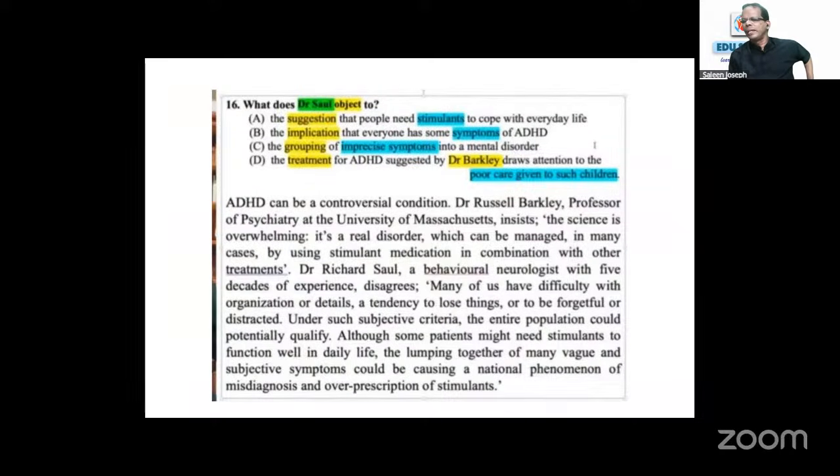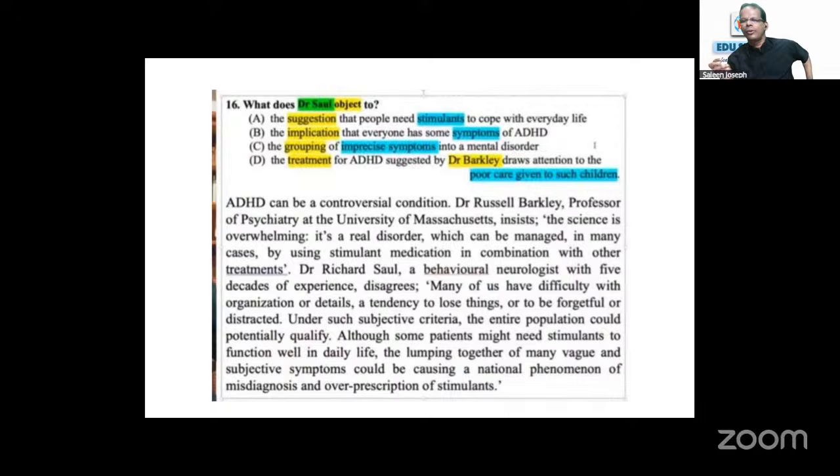The focus of the option is stimulants. Second one, the implication that everyone has some symptoms of ADHD. The concept is symptoms. A grouping of imprecise symptoms into a mental disorder. Again, the concept is symptoms, imprecise symptoms. Then the fourth one, the treatment for ADHD suggested by Dr. Barclay draws attention to the poor care given to such children. So the concept is treatment.